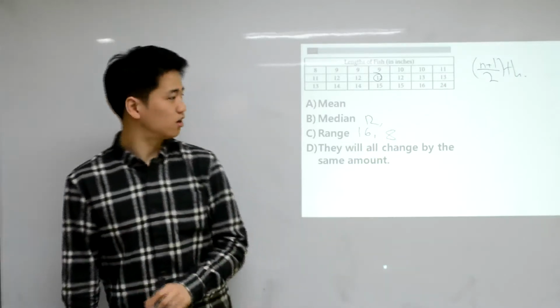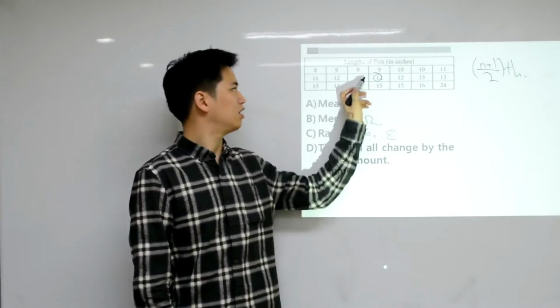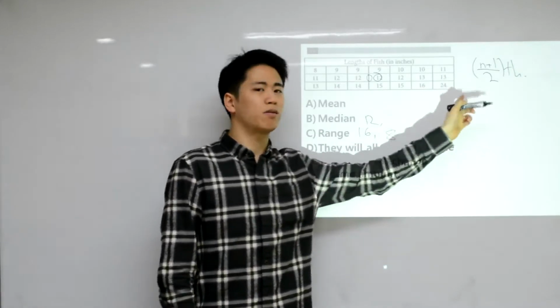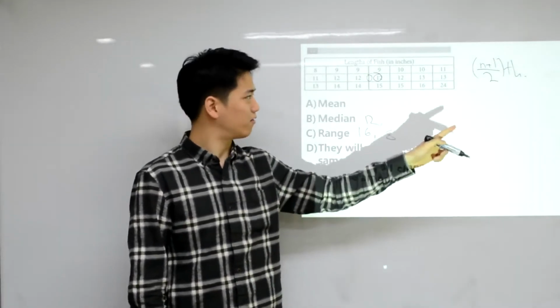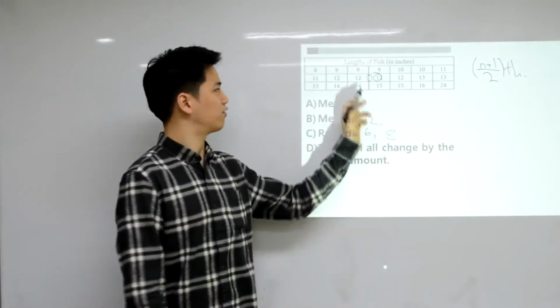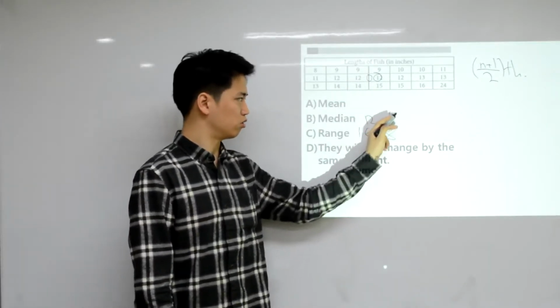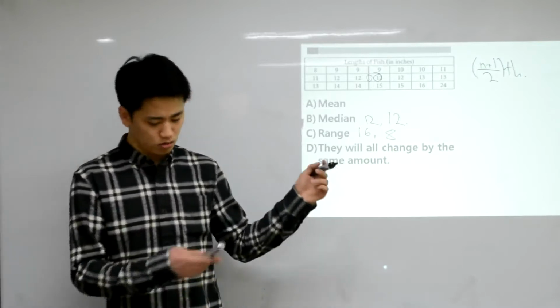After removing it, the median will be basically here. It will be the 20 plus 1 over 2, so 10.5 position, which is the average of the 10th and the 11th positions, which is also 12. So the median doesn't change at all.